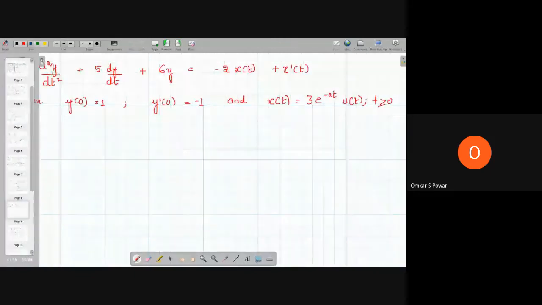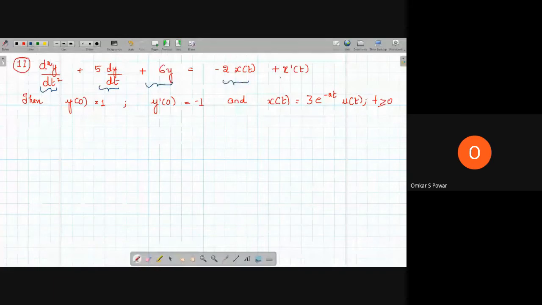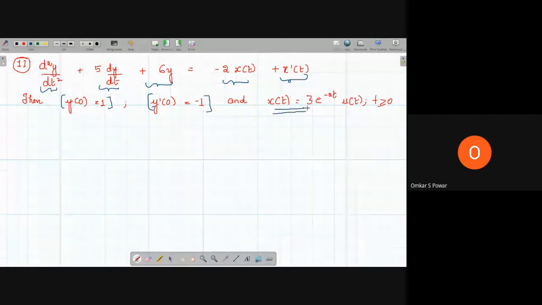Let me solve another problem so that you will get some grip over it. Now see the question here. We have d square y by dt square plus 5 dy by dt plus 6y is equal to minus 2x of t plus x dash of t. Also they have given y of 0 is equal to 1 and y dash of 0 is equal to minus 1. And x of t is equal to 3 e power minus 2t.